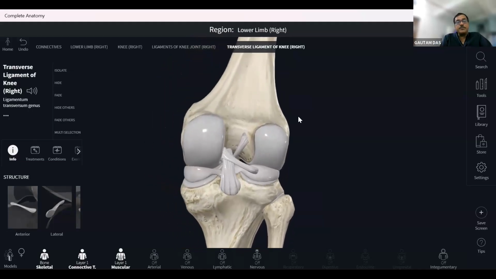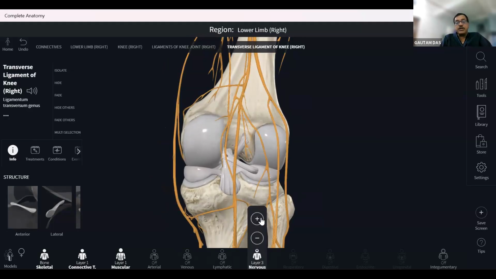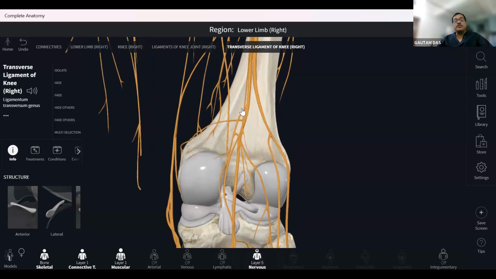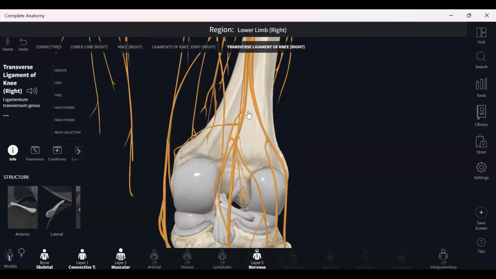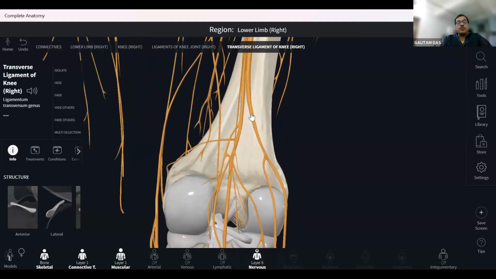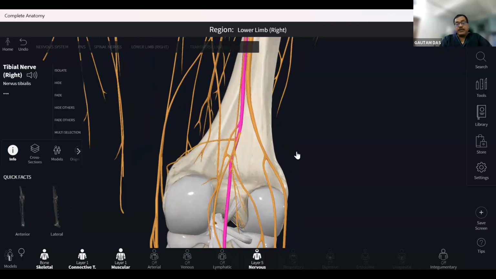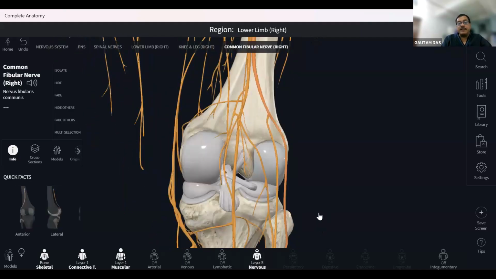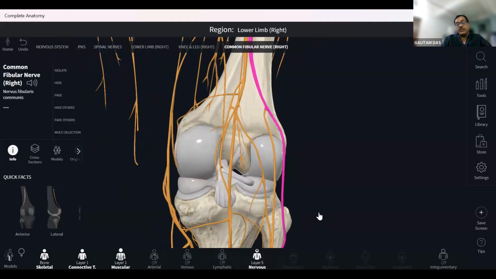So the very important nerve is the sciatic nerve. Let me put the nerves. So the sciatic nerve is getting divided into two important nerves: the tibial nerve, which comes down vertically, and the one which goes laterally, the common peroneal nerve. The common peroneal nerve comes down to the head of the fibula, where it is getting divided into the deep and the superficial peroneal nerve.